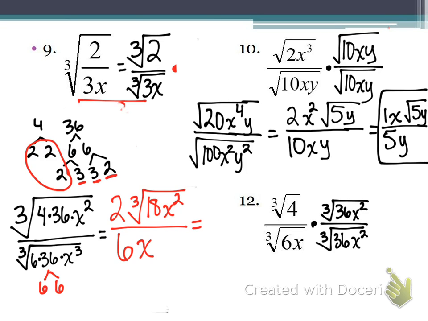Our last step is to see if something can simplify here. 2 over 6 becomes 1/3. So in the denominator, we end up with a 3x. In the numerator, we have the cube root of 18x squared. If you want to put the 1 out in front of your root, you can, but you do not have to.